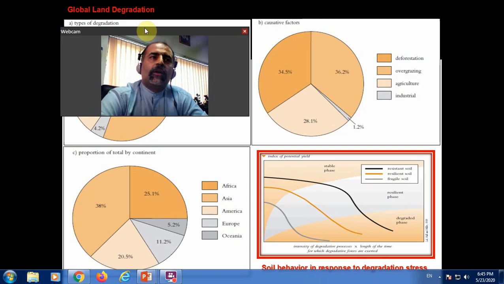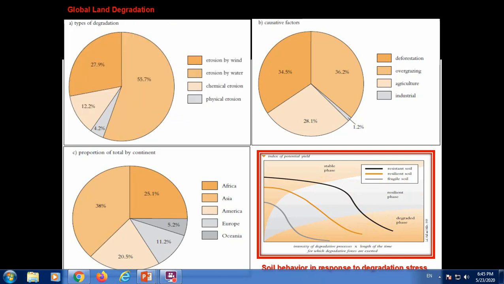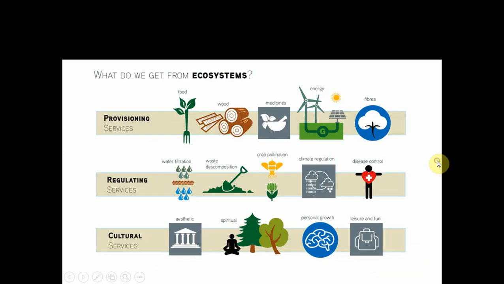And what are the results of such overexploitation of the resources? This is degradation. This is land degradation, which has made lands less resistant, less resilient, and more fragile. So now we are in this position, and it shows that we are facing a degraded phase. Whenever we are facing a degraded phase, we have to think about how we can manage it.